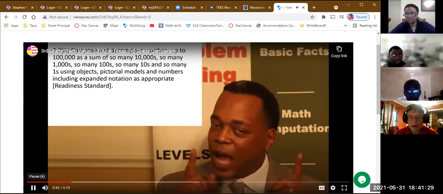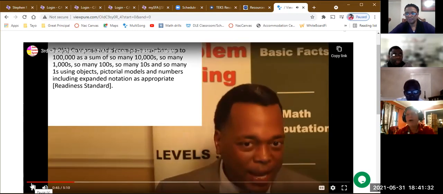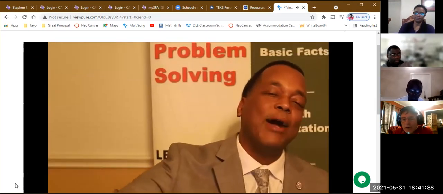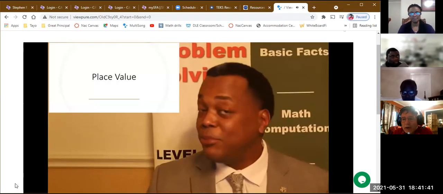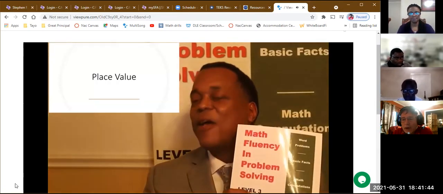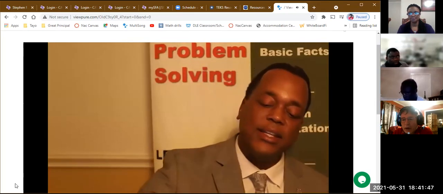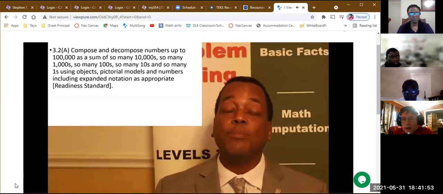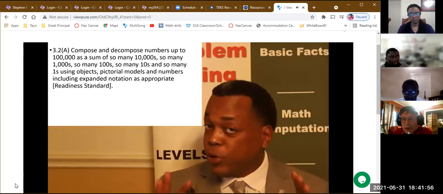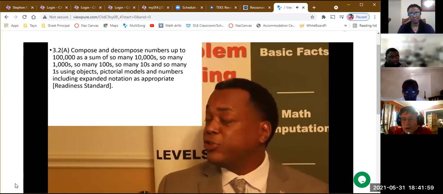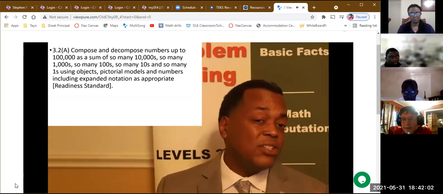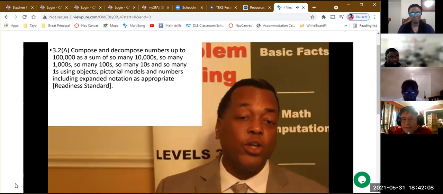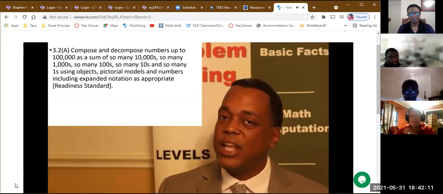Notation as appropriate. Now I'm going to break that down into three different parts. Represent Johnson Learning Systems, and today we're going to be talking about place value, which is the first objective within our third grade math book, Math Fluency and Problem Solving. Now in the state of Texas, place value is represented by a standard titled 3.2a. It's a pretty long standard. Compose and decompose numbers up to 100,000 as a sum of so many 10,000s, so many thousands, so many hundreds, so many tens, and so many ones using objects, pictorial models, and numbers, including expanded notation as appropriate.